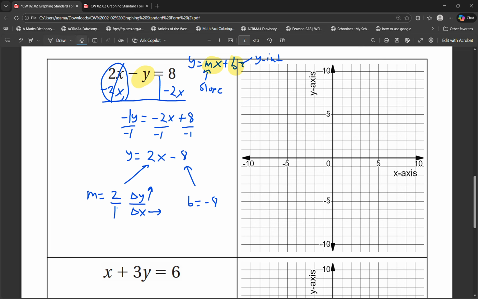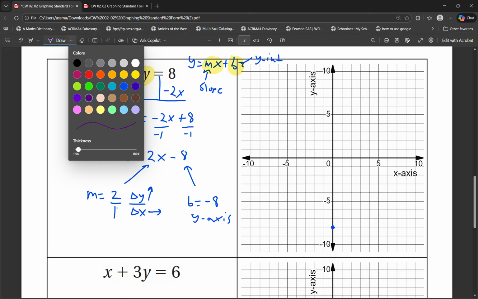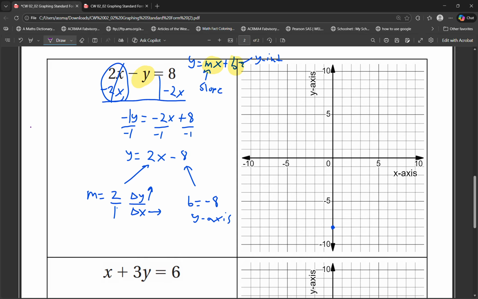Whoops, let me draw that a little bit better there. Negative 8. Okay, so what we do is we search for our beginning. This tells us where we're going to start on the y-axis. So we look for negative 8: negative 5, negative 6, negative 7, negative 8. So negative 8's right here. That's where I'm going to start, and then I start to move. That's why m is slope, it's movement. So notice I go up 2 and then over 1.